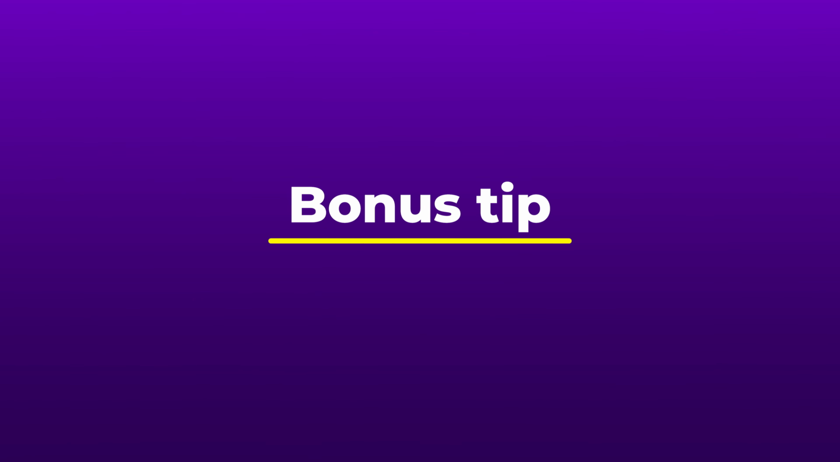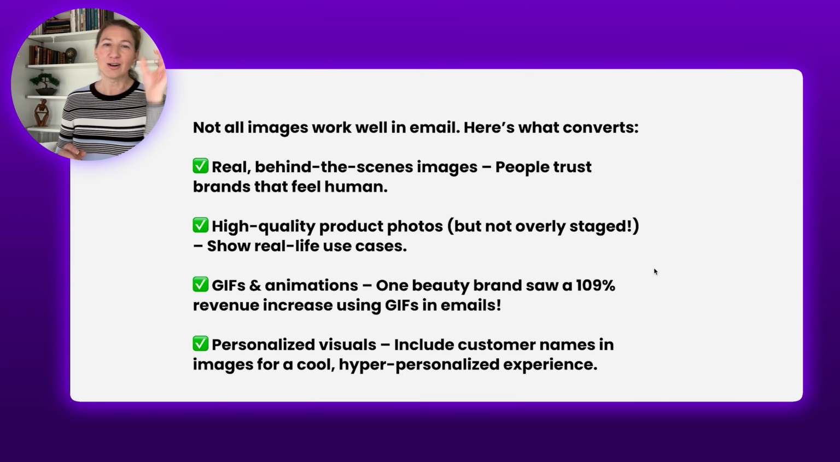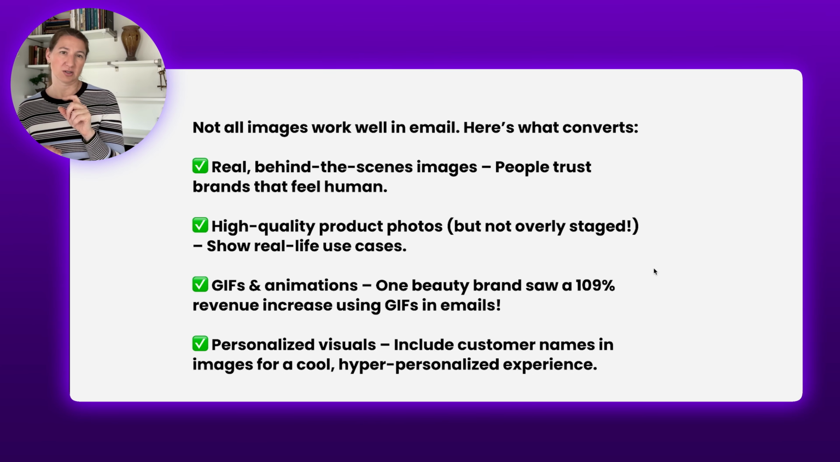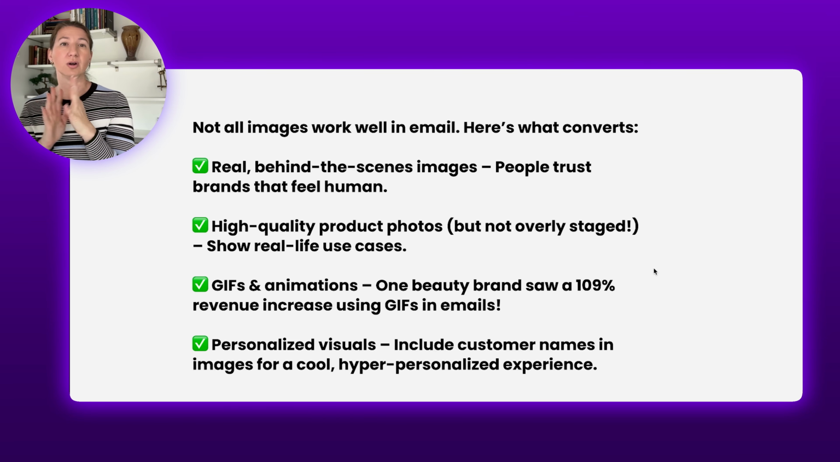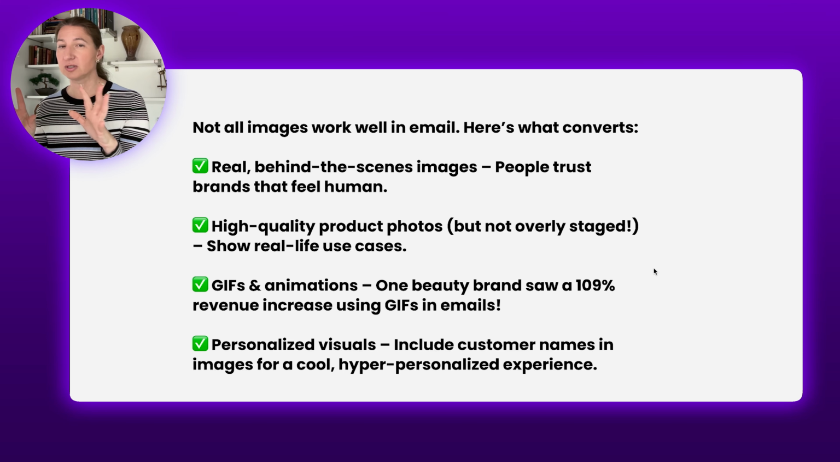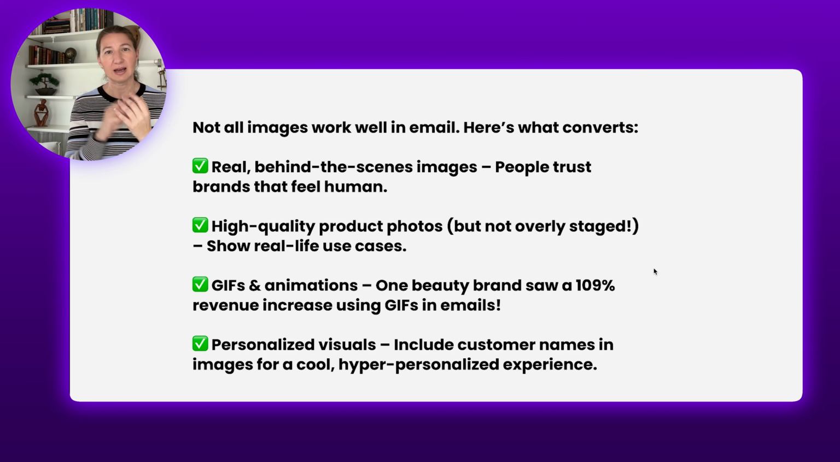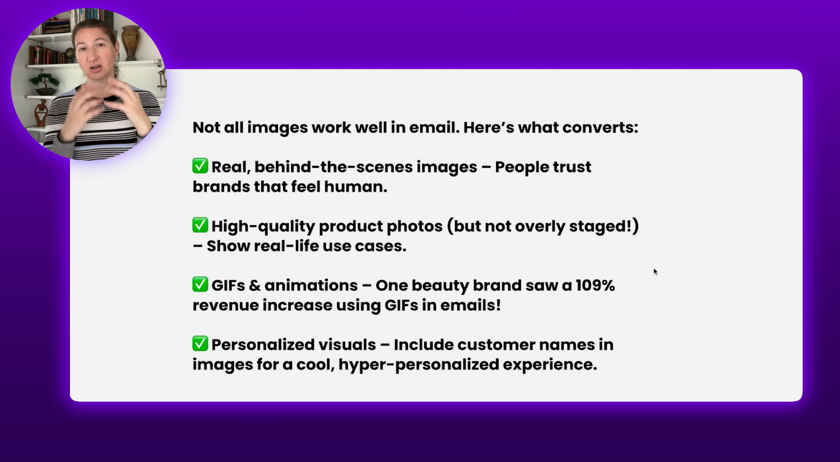And if you found this super helpful and you now have 5 great things to focus on when you're designing your emails, let's go into one last bonus tip, just because I like you. Not all images work well in email, but here's what converts. 1, real behind the scenes images. People trust brands that feel human, especially with the rise of AI. 2, high quality product photos, but not overly staged. Show real life use cases, but show them in the right light. Everybody knows your iPhone and Android take great pictures, so they have an expectation of quality. They want to see what they're going to get before they spend their money.